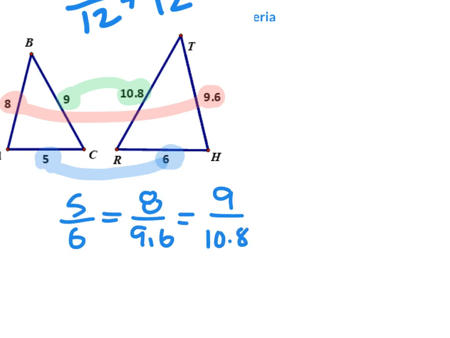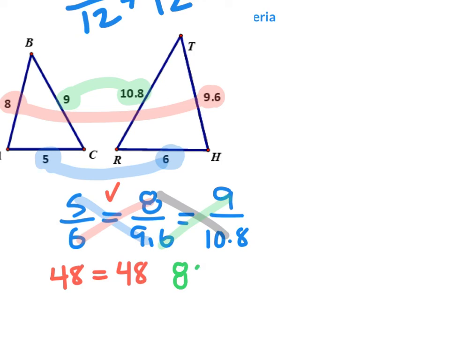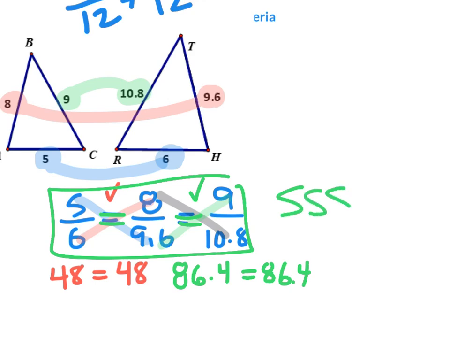At this stage, we need to check a couple of proportions. We'd check 5 times 9.6 and 8 times 6. We would also look at that as 48 equals 48. So it's good to go. Now let's check the other one. We would multiply 8 times the 10.8, and we would multiply the 9 times the 9.6. And in both cases, when we do that, we get 86.4 in both of those cases. And so those ratios are good to go. So these are good and these are good. Then together they are all good for side proportional.